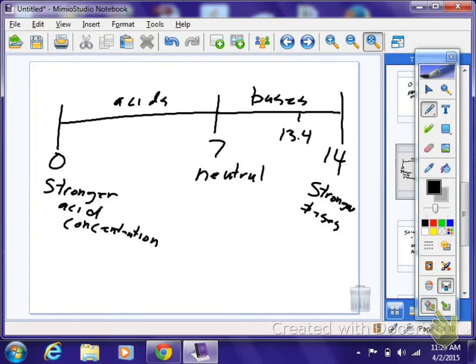So it's basic. It's a strong base. That base you wouldn't want to mess with, especially if it's pretty concentrated. Bases are bitter, they're slippery, and they're pretty damaging when you get them on you.